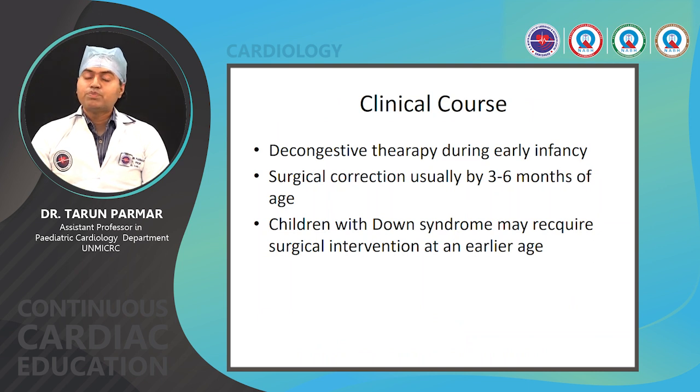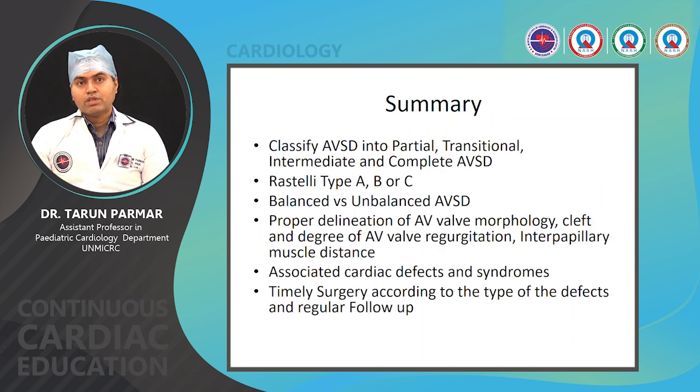Clinical course: this patient behaves like a large ASD and VSD combined. So the patient has heart failure symptoms during early infancy. The patient requires decongestive therapy during early infancy, and surgical correction is usually done by 3 to 6 months of age. In Down syndrome patients, you may require early surgery because of the inherent lung pathology in those patients.